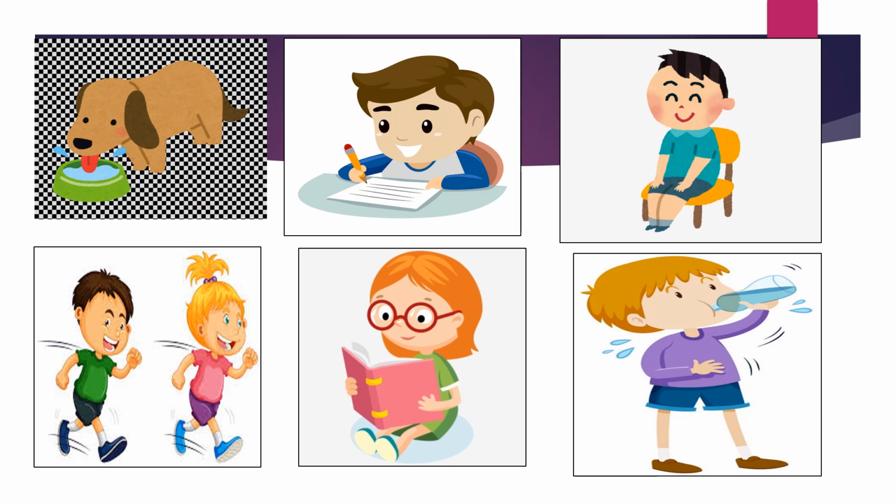In the third picture, you can see a boy is sitting on a chair. The verb is sit. In the fourth picture, you can see children are running. The verb is run.